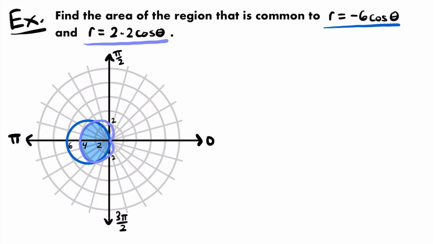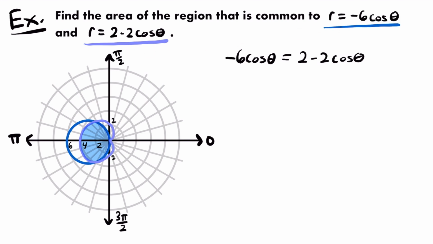But before we determine how to set up any definite integrals to calculate that area, what we should do first is determine the points of intersection for our polar curves. Where do they meet? Because that's going to be helpful in determining how we will actually set up our definite integral, or possibly multiple definite integrals. So what we need to do is set these two polar equations equal to each other and solve for theta. So if we do that in this case, we'll have -6 times cosine theta is equal to 2 minus 2 times cosine theta. By setting these two polar equations equal to each other, we can solve for theta, which will give us angles where these two polar equations intersect.